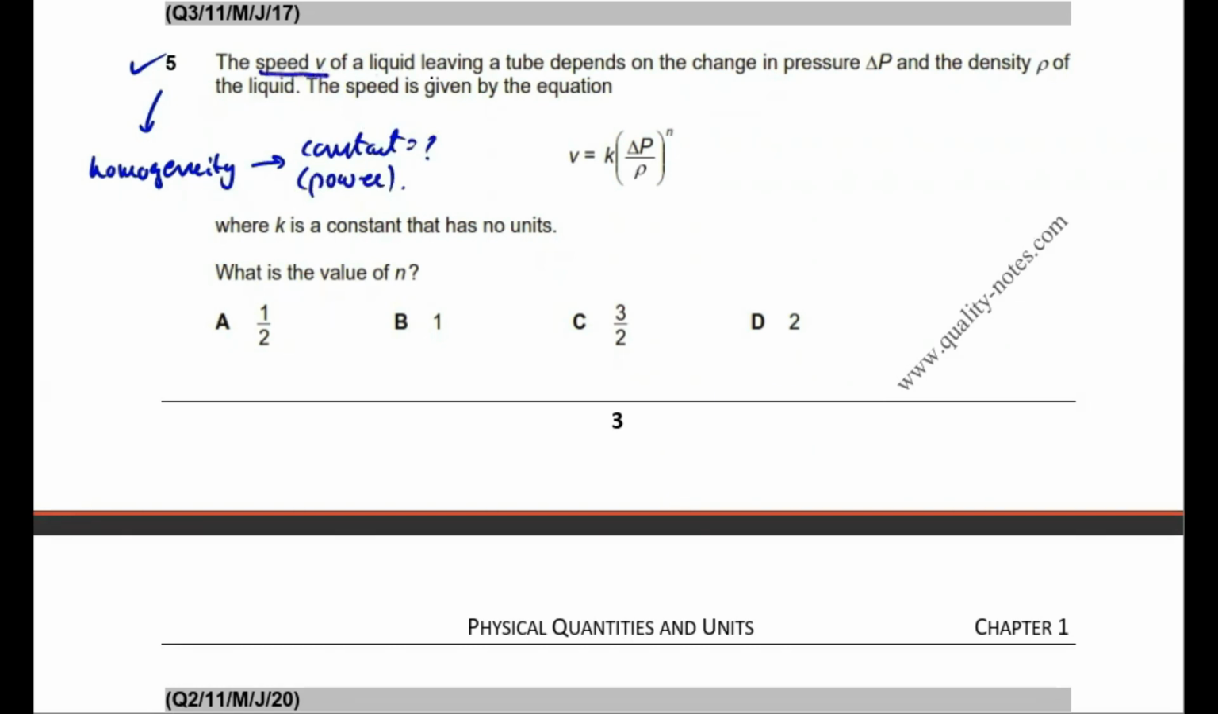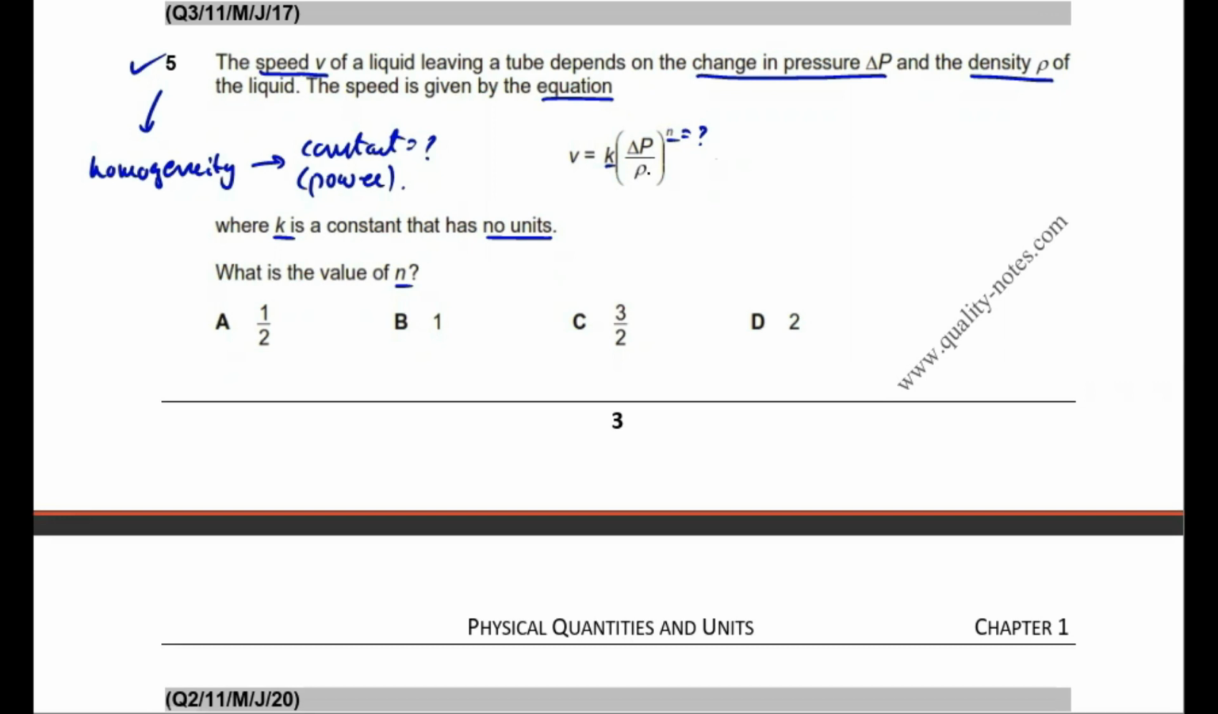The speed v of a liquid leaving a tube depends on the change in pressure delta P and density rho of the liquid. The speed is given by the equation v equals k times (delta P over rho) whole power n, where k is a constant that has no units. What is the value of n? Now see students, in this question we have to determine the value of n. What is n? See students, n is actually the power of the expression delta P over rho in the given equation.